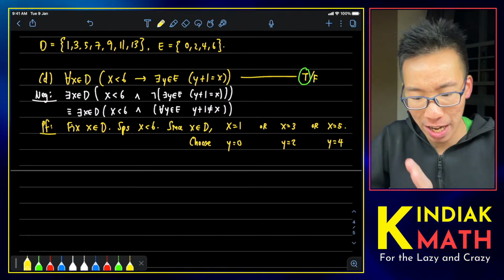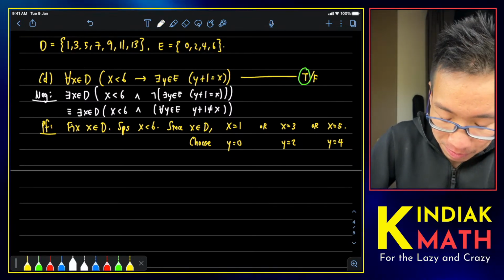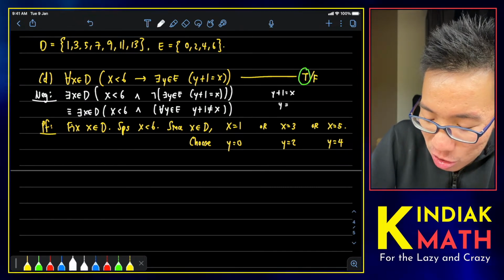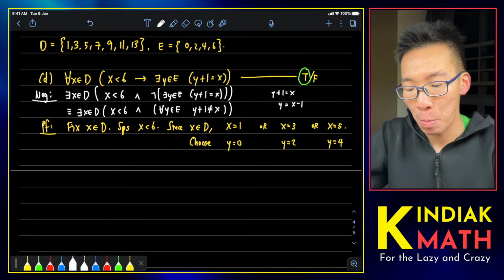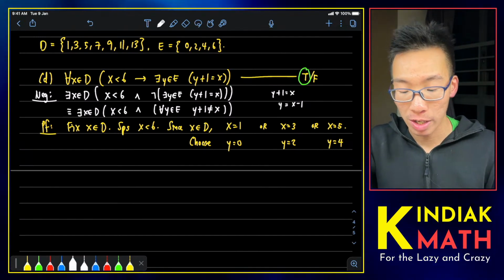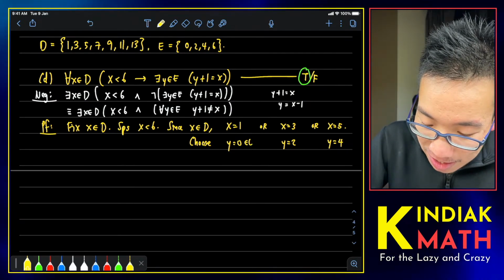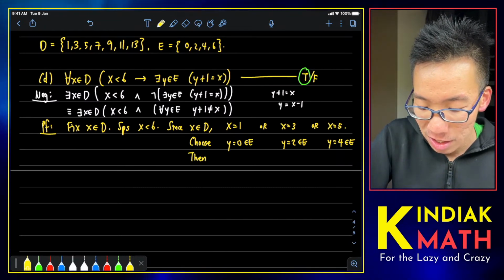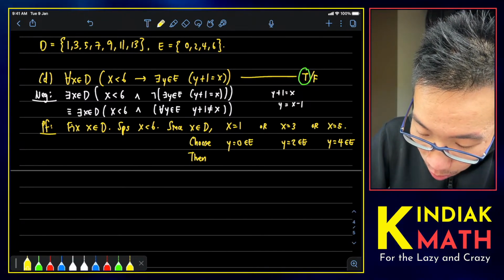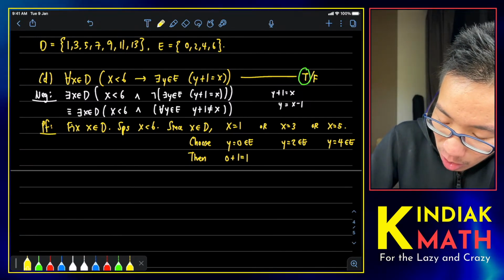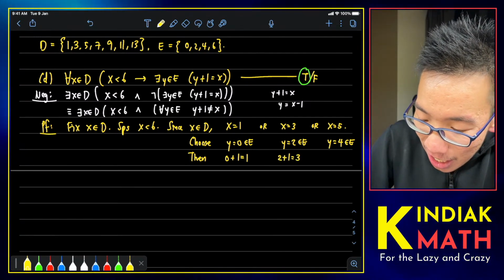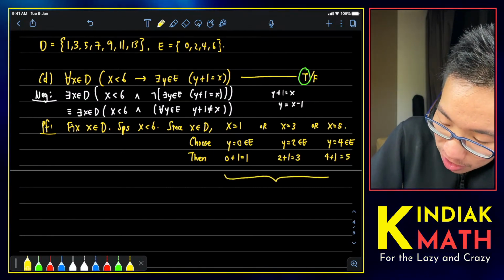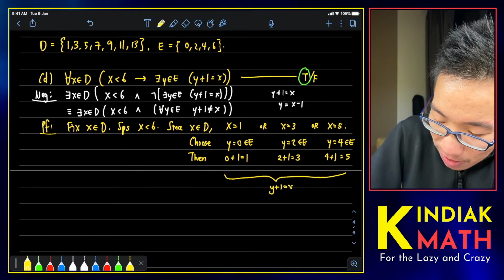Now, what's the idea there? Of course, the quick math here is that if y plus 1 equals x, then y should be equal to x minus 1. So if x equals 1, I want to choose y equals 0. And it turns out that all of these numbers lie inside E. Then in each situation, y plus 1 equals x.